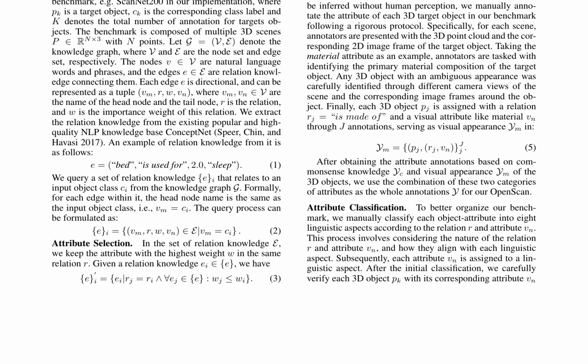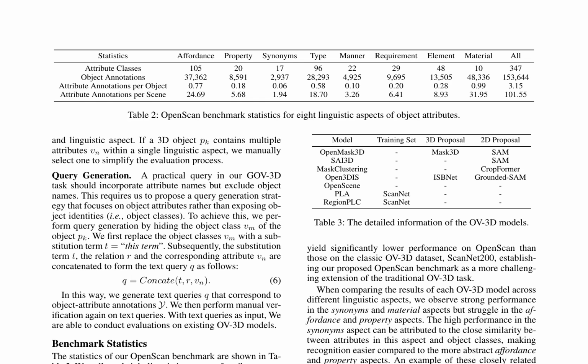This dataset is constructed based on the ScanNet 200 benchmark, which is composed of multiple 3D scenes with object-level class annotations. The evaluation of the GOV3D task involves comparing predictions with the ground truth label, using metrics such as mean IOU, mean accuracy, average precision at different IOU scores, and the mean of AP from 50% to 95% at 5% steps. The paper discusses the OpenScan benchmark, which extends the traditional OV3D task by focusing on object attributes rather than object classes. It presents a comprehensive evaluation of 3D instance and semantic segmentation models on this benchmark.